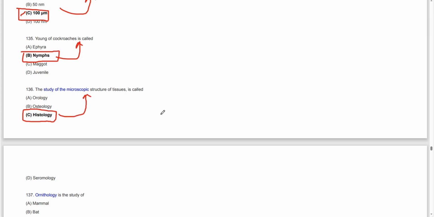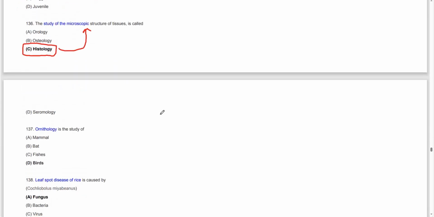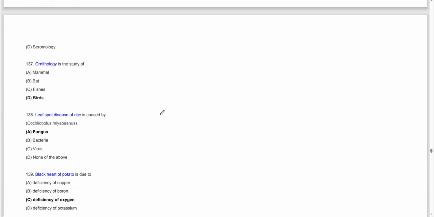The study of the microscopic structure of the tissues is called histology. Moving on, ornithology is the study of the birds. Bird study is called ornithology.